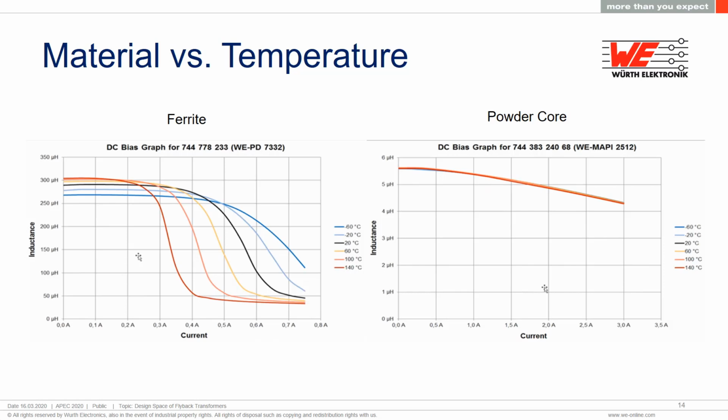You don't see the same effect on the powdered core. All 6 lines are pretty much on top of each other, indicating there is no change in the saturation level with increasing temperature. You should also realize that on the right, this is only a 6 microhenry inductor, whereas on the left, it's a 300 microhenry inductor, which would have a much smaller gap and be more sensitive to changes in material. The larger the gap in ferrite, the less sensitive it would be to variation.